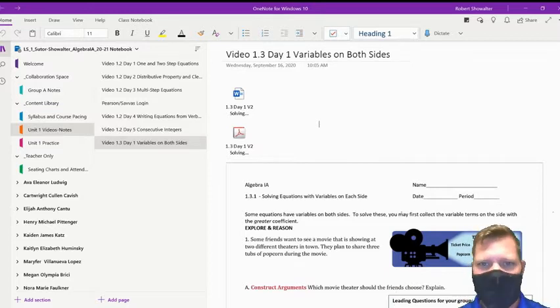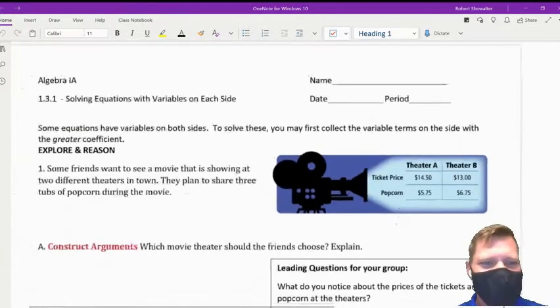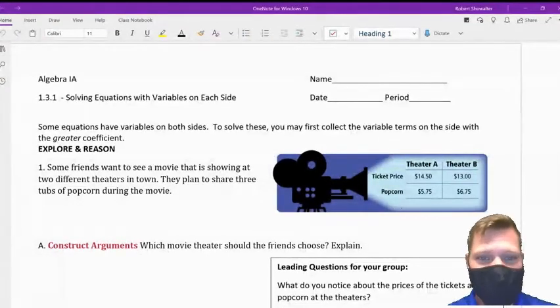Today, our goal is to solve equations with variables on both sides and relate those to the world around us. Let's get it. Here we go. First question here. Some equations have variables on both sides.